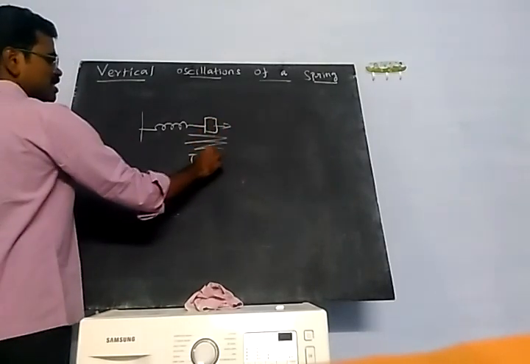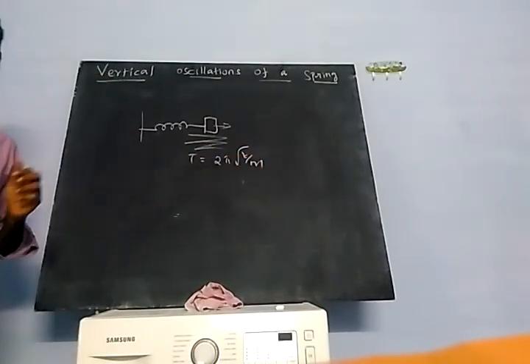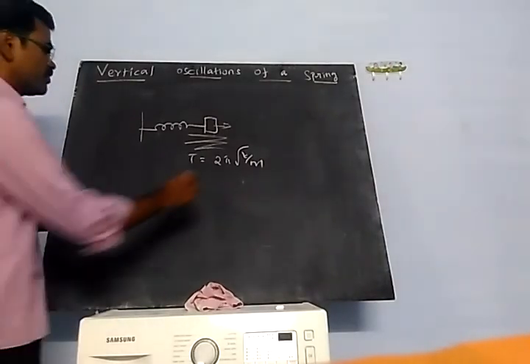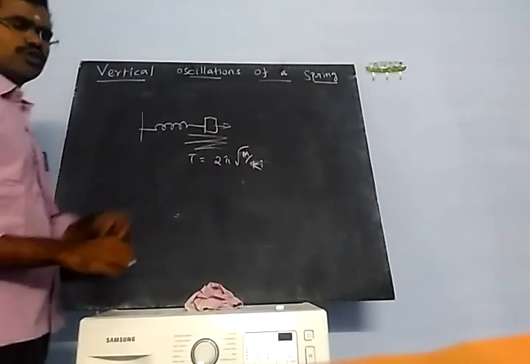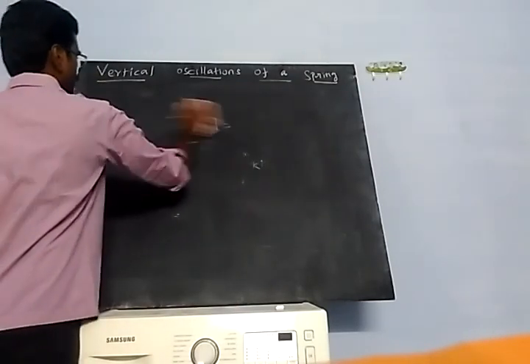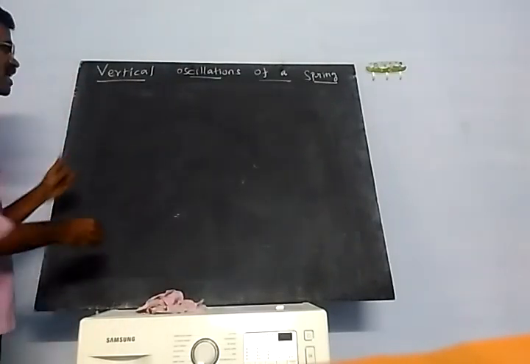The time period T is equal to 2 pi square root of m by k. T is equal to 2 pi square root of m by k. Now next we are going to discuss a spring that is placed vertically.